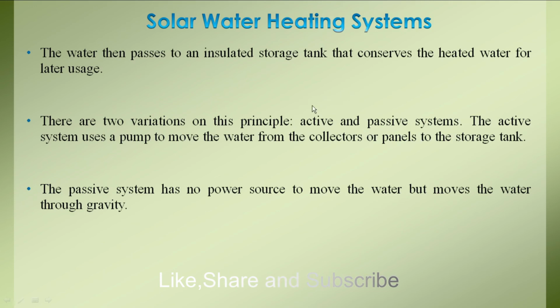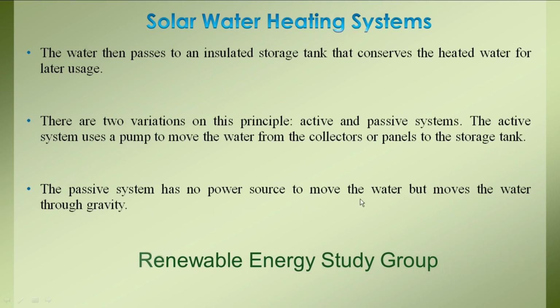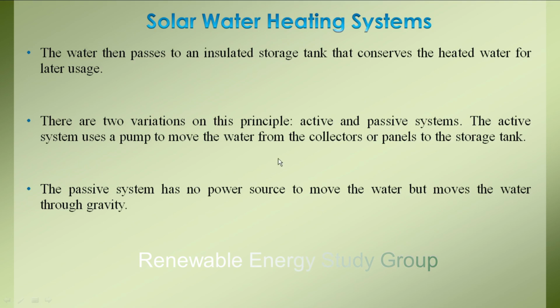In the active type of system, where there is a larger hot water requirement, we use a circulating pump and pump controller inside the system. The active systems use a pump to move the water from the collector or panels to the storage tank, and in the passive systems there is no power source to move the water; it moves through gravity. For lower hot water requirements, from 100 LPD to 500 LPD, we can go for the passive or thermosiphon type of system. Beyond that, for larger hot water requirements, we can choose the active hot water heating systems.